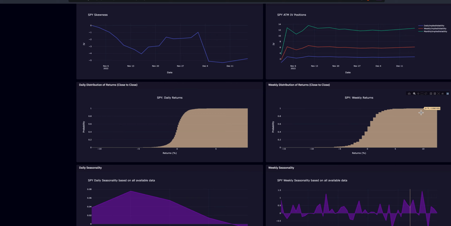So you've got that data to hand, and then obviously seasonality, which doesn't really need too much explanation, but just tells you whether we're going bullish or bearish for a particular point in the week. I hope that made sense.